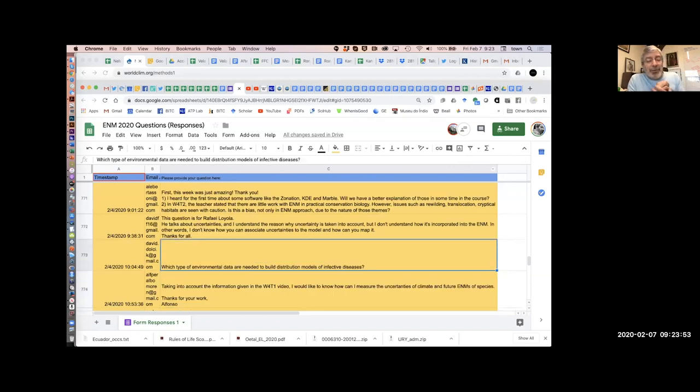Well, okay, so here's one that's kind of a generic question. Which type of environmental data is needed to build distribution model of infective diseases? Well, it could be any sorts of environmental data depending on the particular disease. It could be maps of human geography if you have the ability to map them continuously across space, and if you have occurrence data that correspond to those environmental data in time and space. Could be climate, could be lots of things.